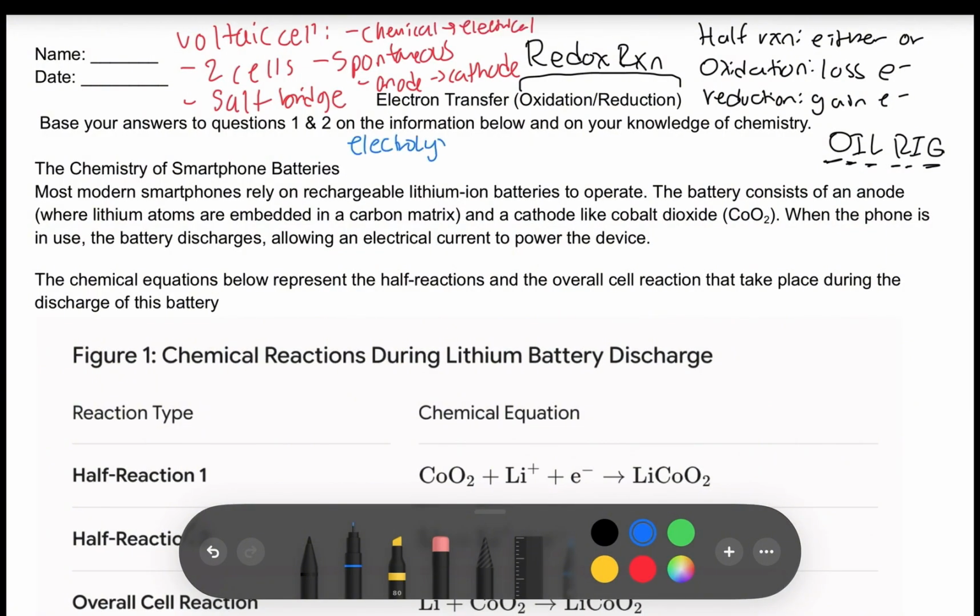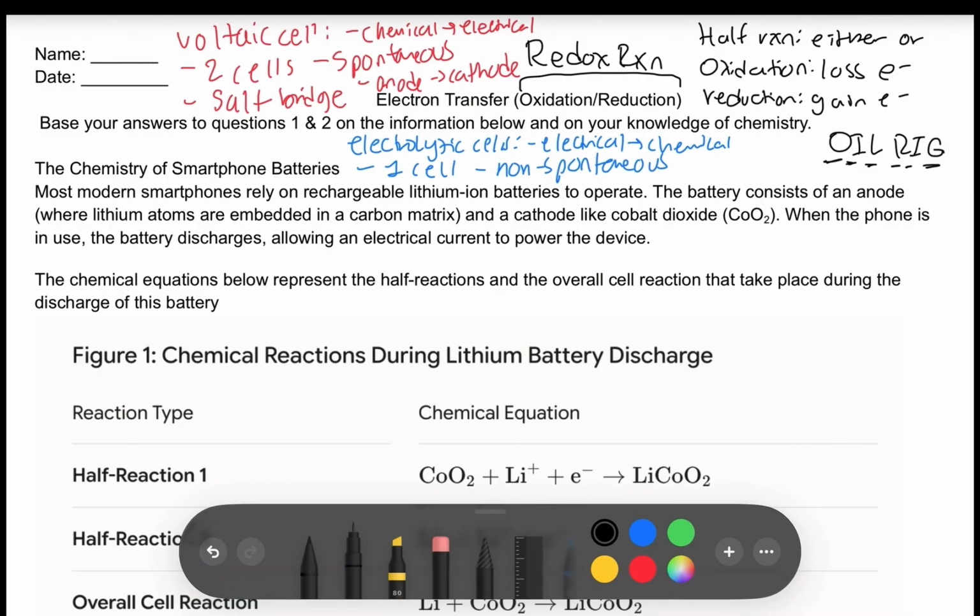Now, an electrolytic cell normally has one cell or solution. It uses an outside power source, which can be something like a battery, to power a non-spontaneous redox reaction. Non-spontaneous means that it happens unnaturally, so it's being controlled by something, and it converts electrical to chemical energy, and it still transfers electrons from the anode to the cathode. So now let's actually get into the problems.